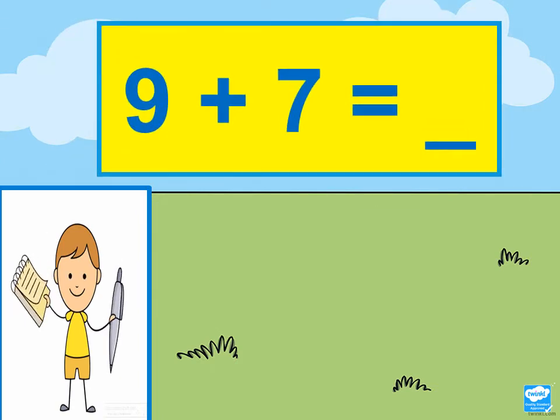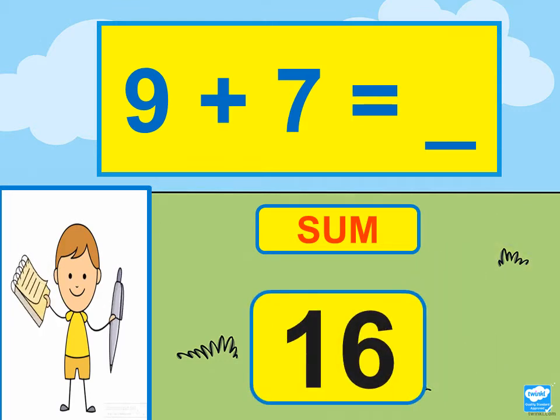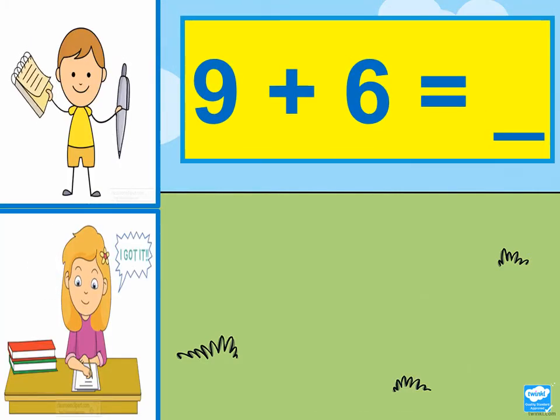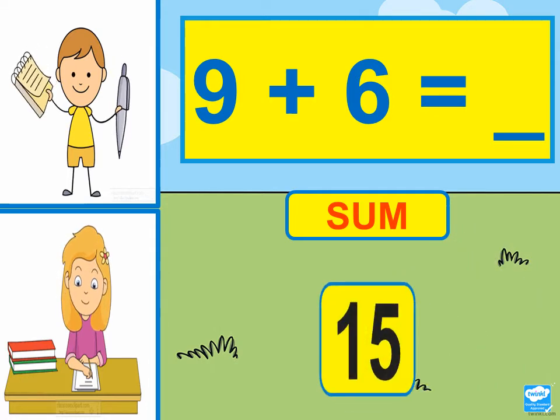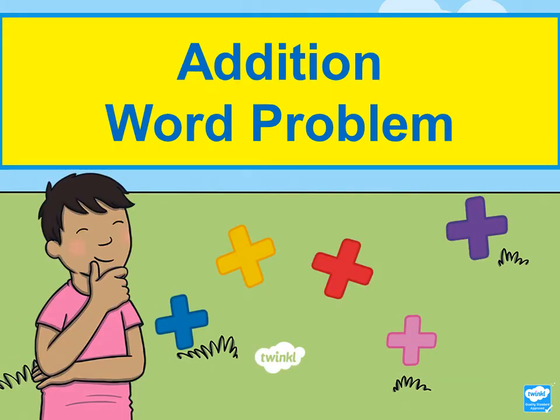9 plus 7 equals blank. What do you think is the sum? The correct answer is 16. Did you get it? Very good. How about 9 plus 6 equals blank? The sum is 15. Good job. Now let us proceed to addition word problems. I am going to show you more examples for you to answer it easily and correctly. Let us proceed.